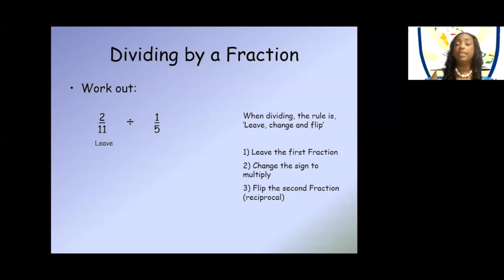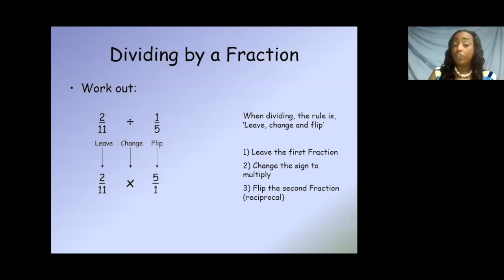Ready? Leave 2/11. Change the division sign to multiplication. Flip 1/5. That becomes, good job, 5/1. What do you do when you reach this point? Again, you want to apply your knowledge of multiplication. So when you multiply in fractions, what do you do? Again, you want to multiply your numerators together. Then you want to multiply your denominators together.